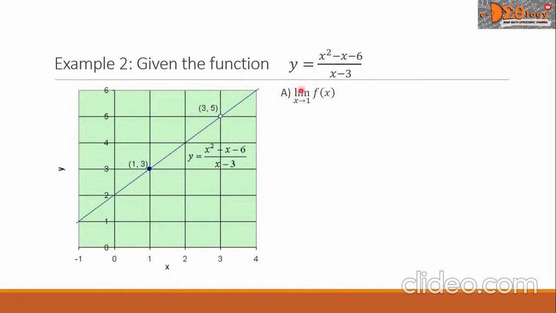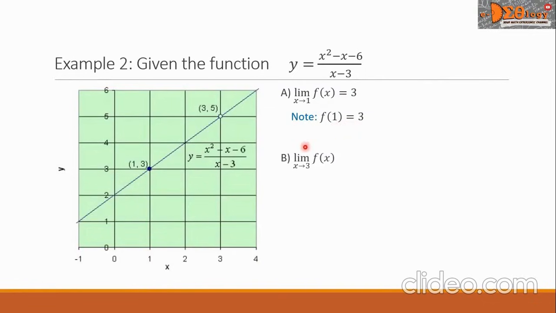Let us evaluate the limit of the function as x approaches 1. Looking at the x-axis, the x value is here. And now let us observe the height of the graph when x is approaching 1. And the answer is 3. So we write here 3. We take note that f of 1 is equal to 3.